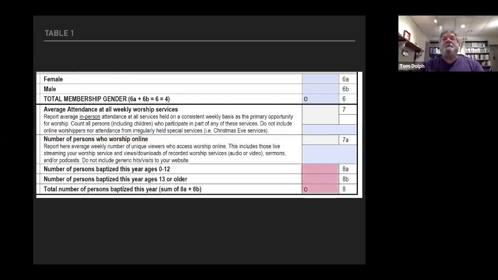Next is baptisms. You'll note that they're divided by age, 12 and under, 13 and older. That line 8 is automatically calculated for you. To be clear with a line that will come later, these are persons only baptized in the current year. So these are not previously baptized. These are folks baptized in the current year. These two need names attached to them on the pastor's report.